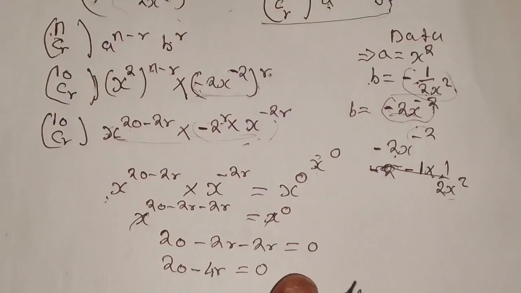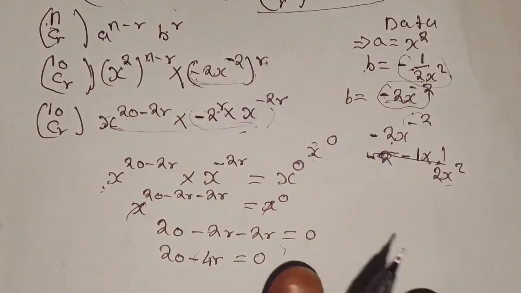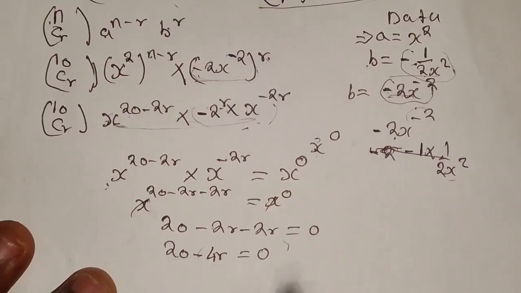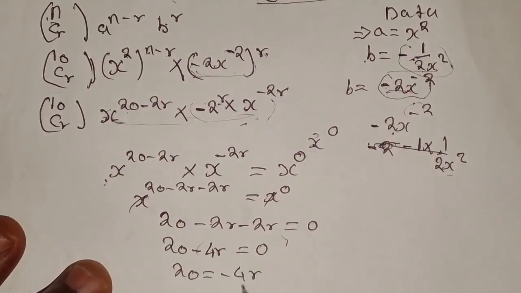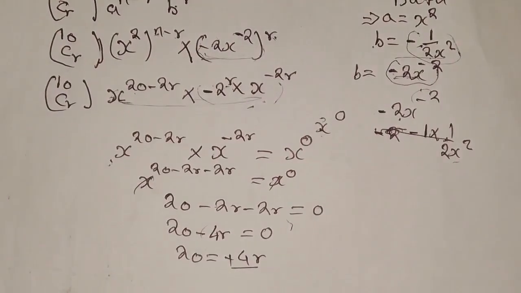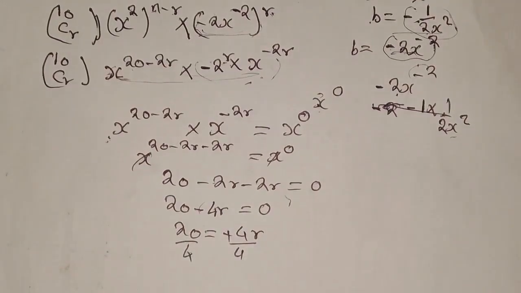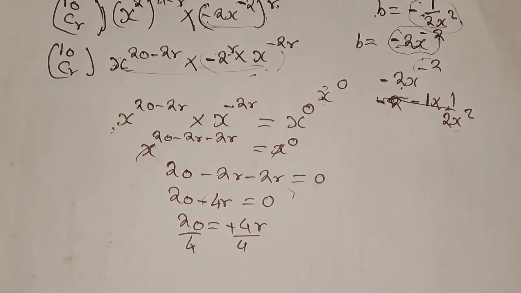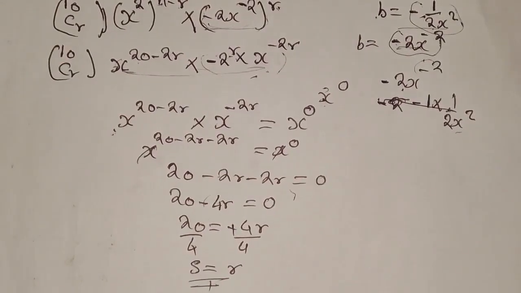Then you just collect the like terms so that you find the value of r. If you want, you can just take this side, that would be very simple for us. So we're going to have 20 is equal to 4r. When a number crosses the equal sign, its sign changes, so the negative becomes positive. Then we divide 20 over 4, which gives us 5. So 5 is equal to r. So the value of r is 5.